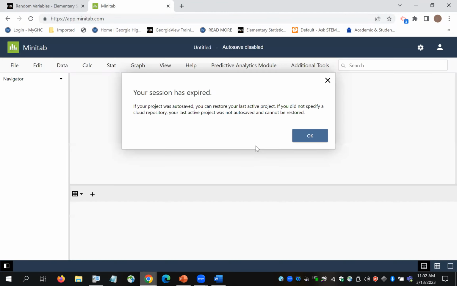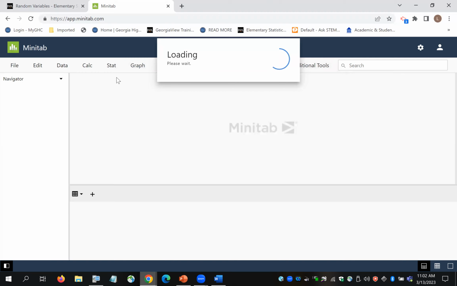It's probably gone to sleep, so give it just a minute. It's thinking about it. It's thinking about it some more.